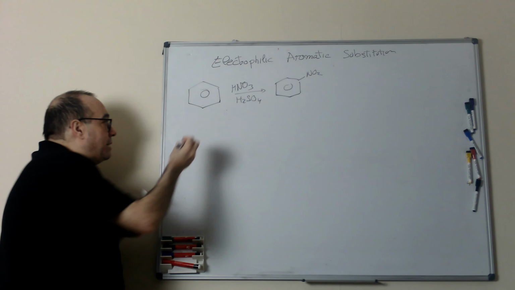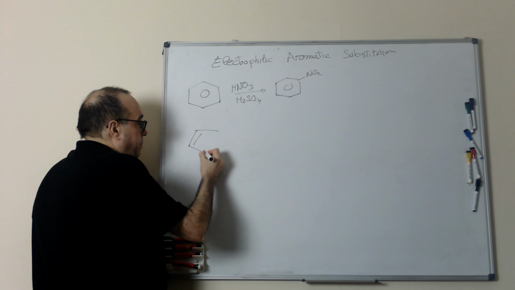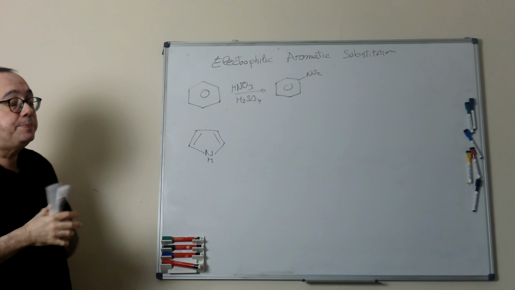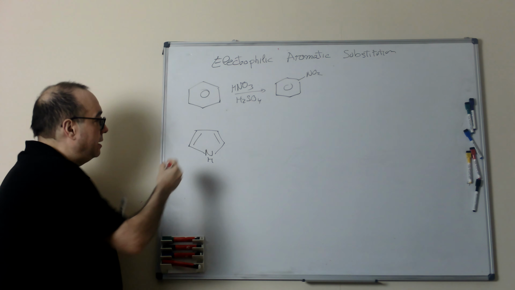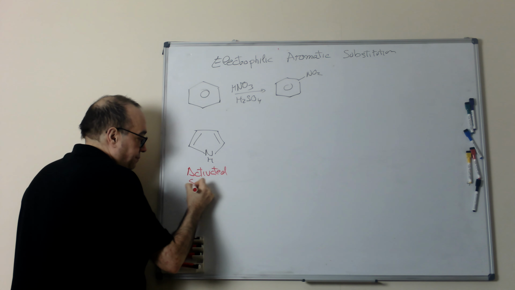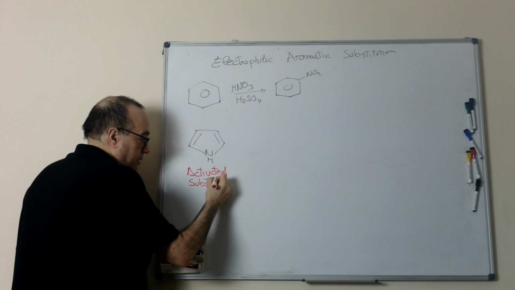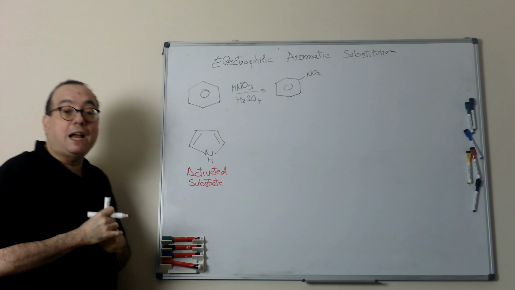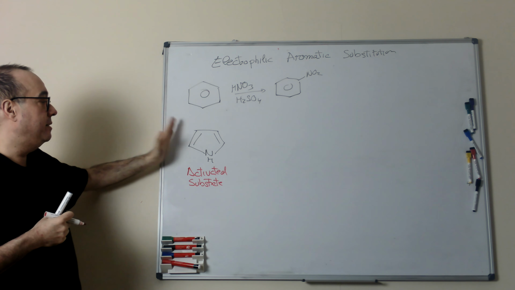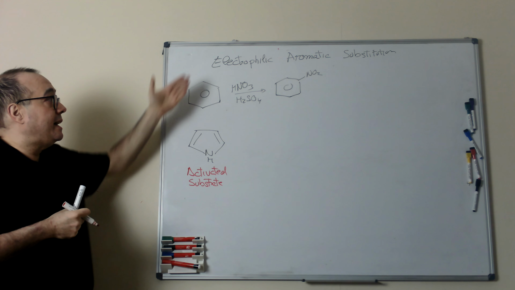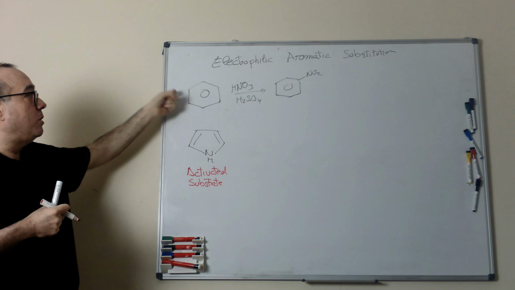What is the difference if we try to do the same with pyrrole? Well, the first difference is that this is an activated substrate. Why? Because it's electron rich. That means that it will be easier to nitrate the pyrrole than the benzene. Basically, it will be easier to do any electrophilic aromatic substitution with pyrrole than with the benzene.